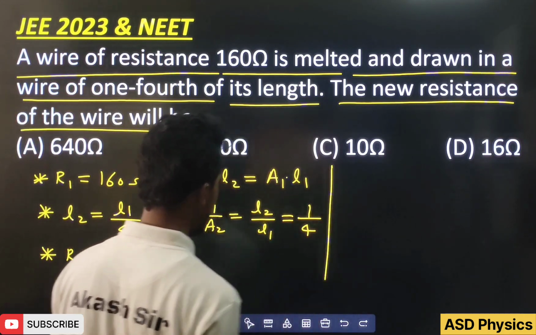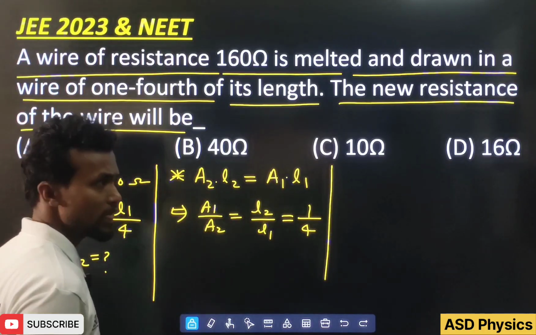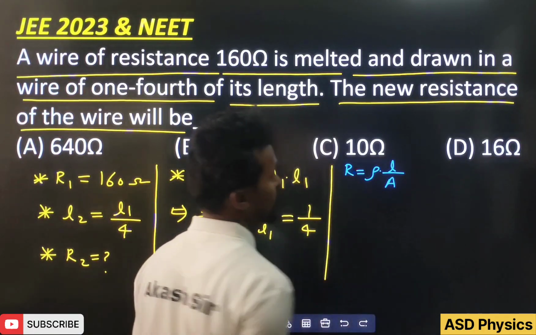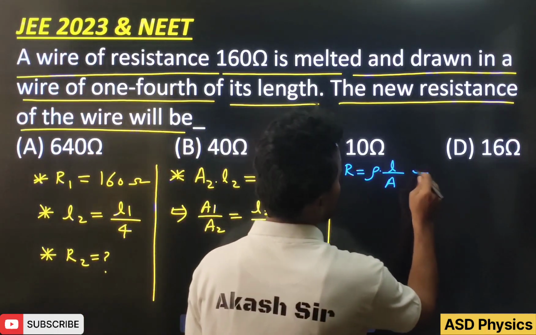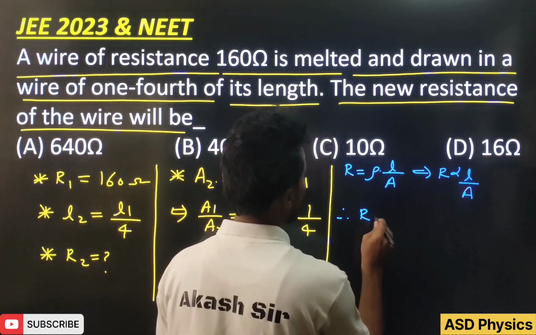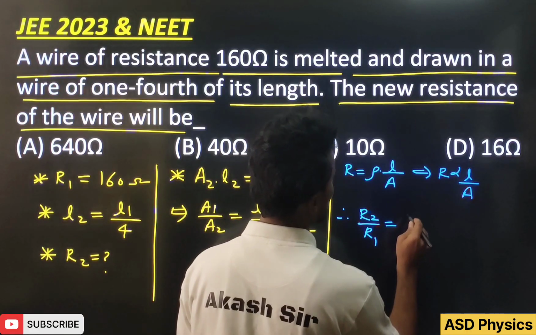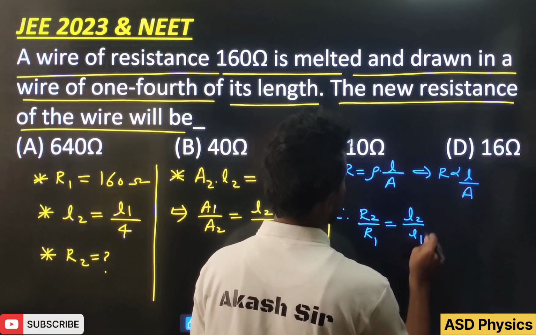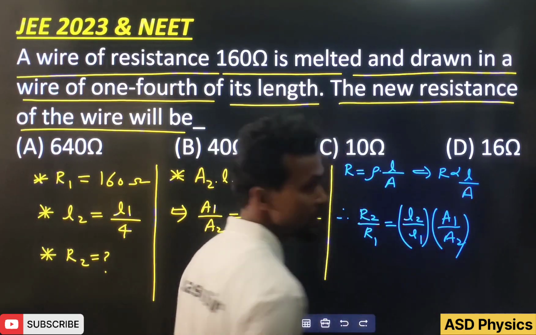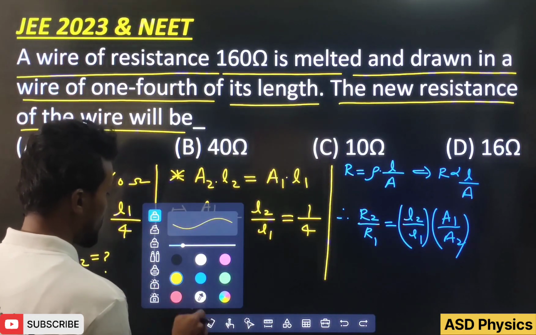So now this data is ready. After that we have to write the values. We know R equal to rho L by A. Rho is constant, is it? So we can write R directly proportional to L by A. Now always see, we can write R2 by R1 is equal to L2 by L1, directly proportional. A inversely proportional means you write A1 by A2, is it? Now kindly put the values, please.